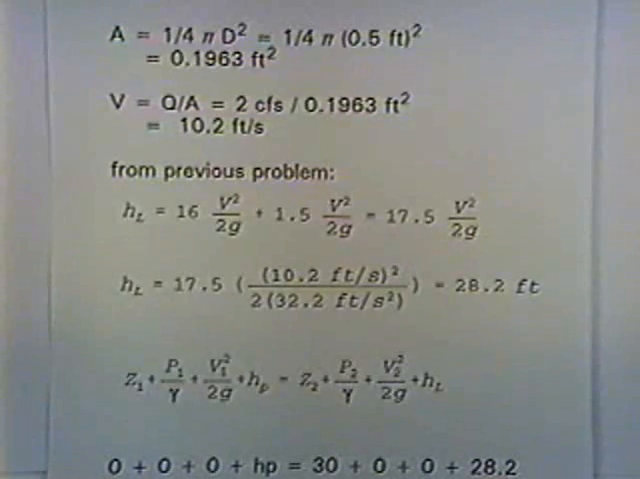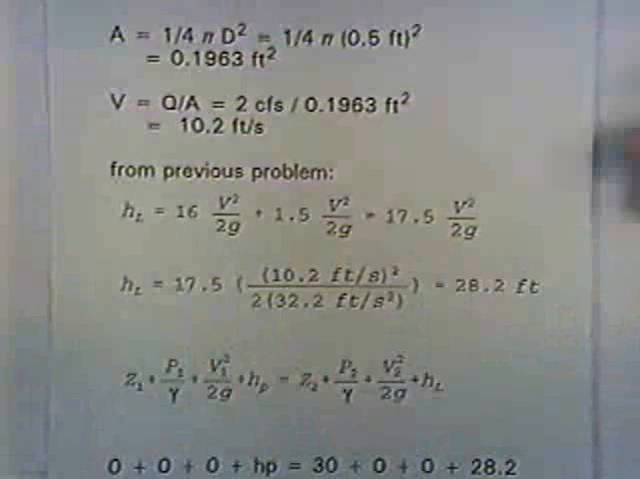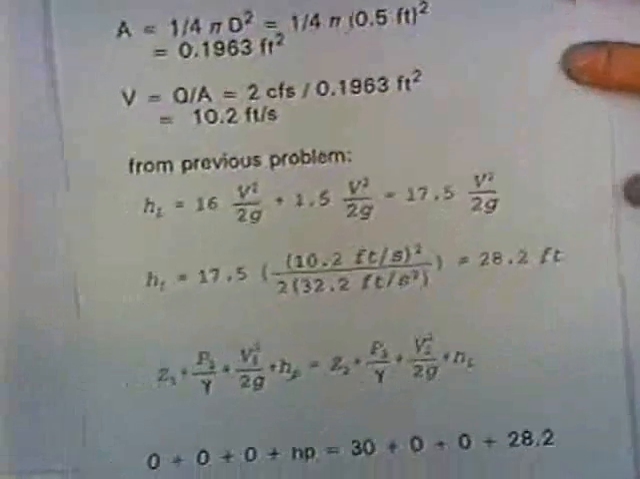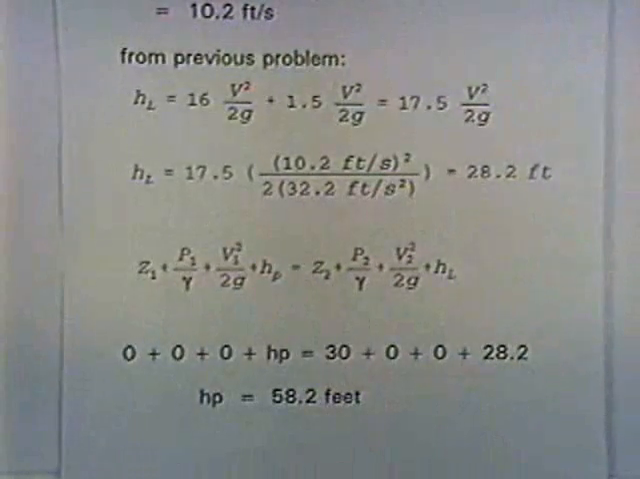And we don't really need to repeat the head loss versus velocity head computations. It's the same as the previous problem, so I've just reproduced the results from the previous problem. Remember, the head loss is 17.5 times the velocity head. And in this problem, though, we've got the discharge given, thus the velocity. So we plug in the velocity, we get the head loss of 28.2 feet.